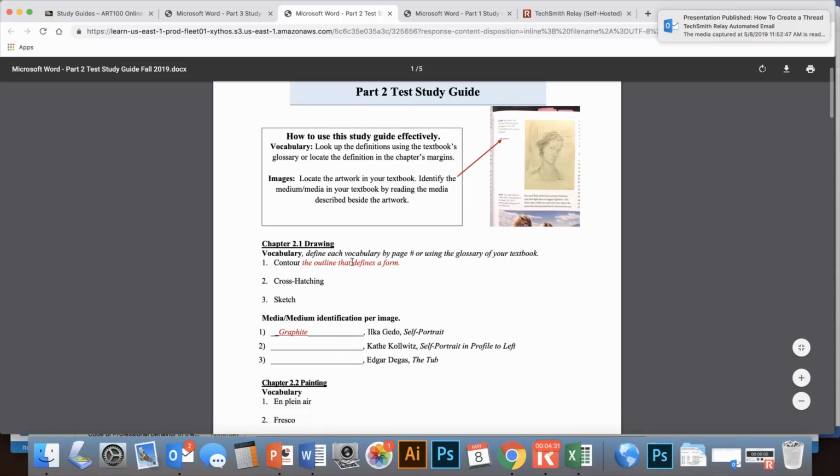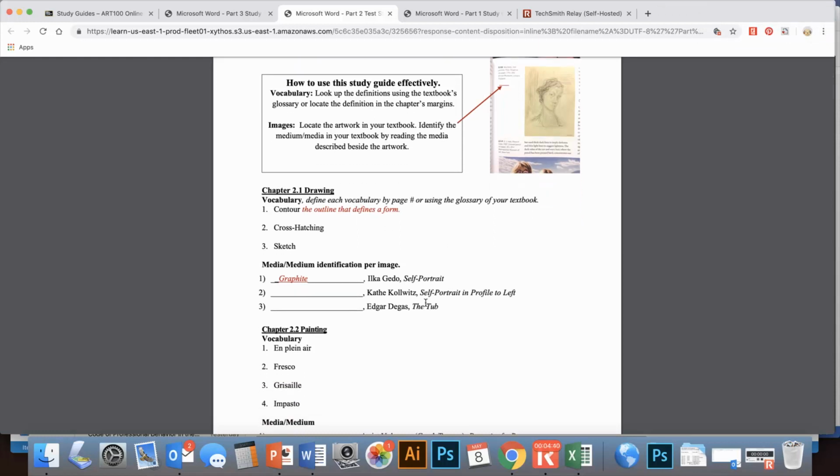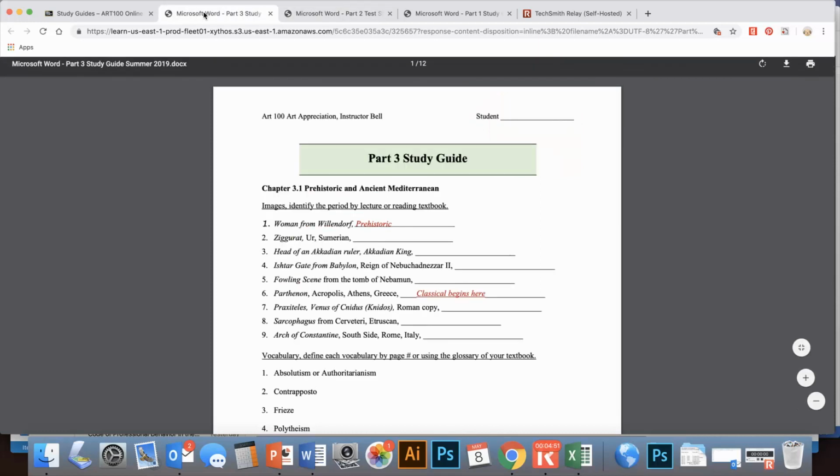So for this test, you have to know the vocabulary for your quizzes, and mostly the images will be on your midterm and your final. But anyway, you're going to need to know what material was used with that artwork. So self-portrait, graphite. Okay, so let's go to part 3.